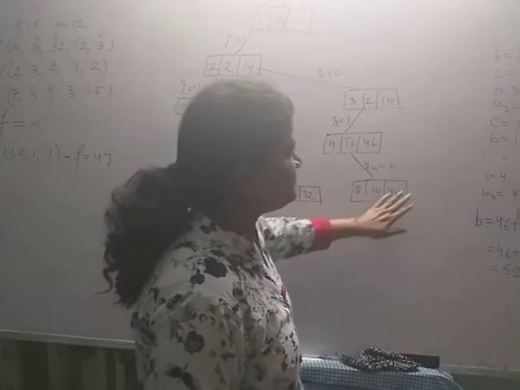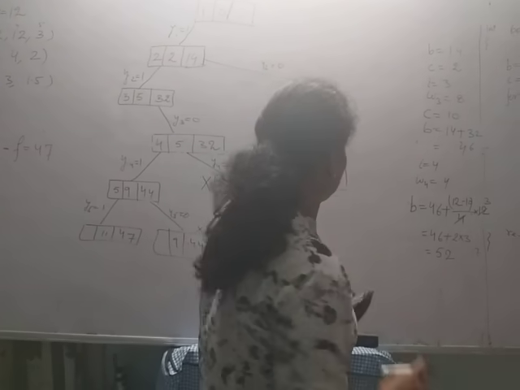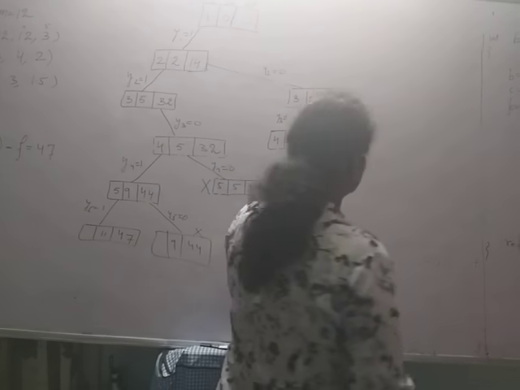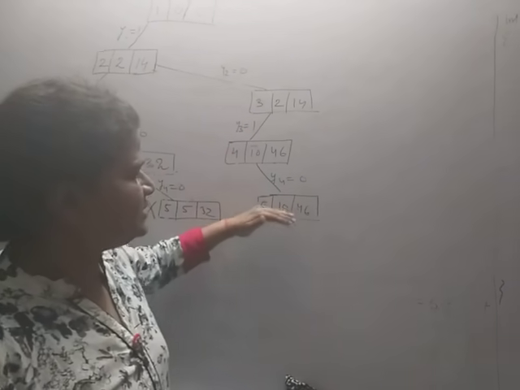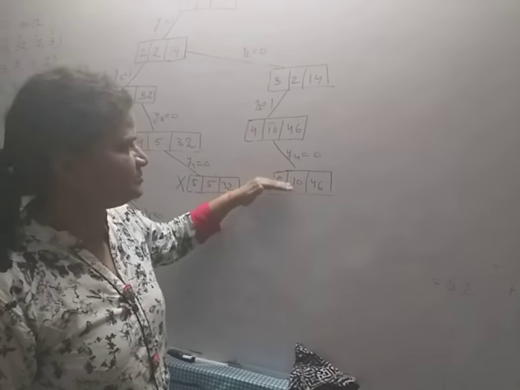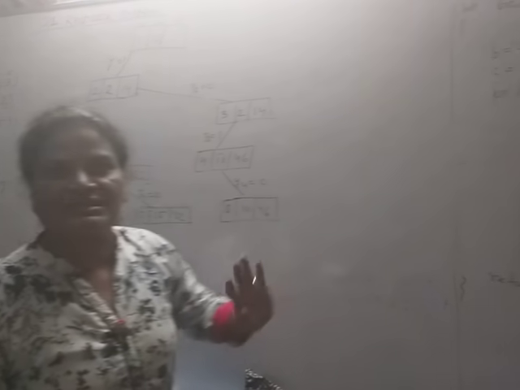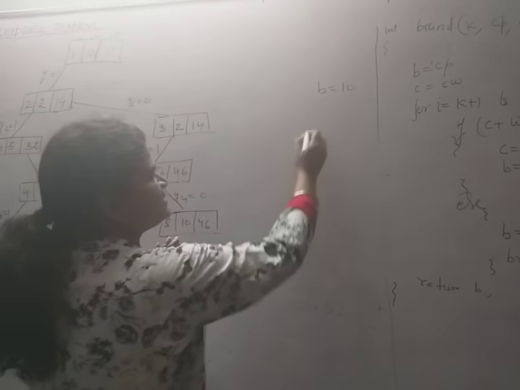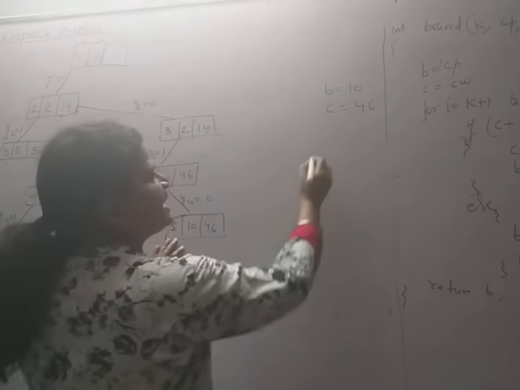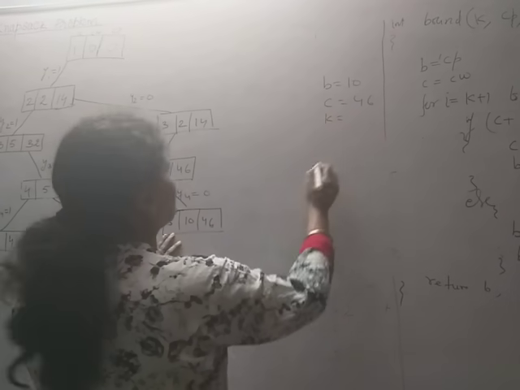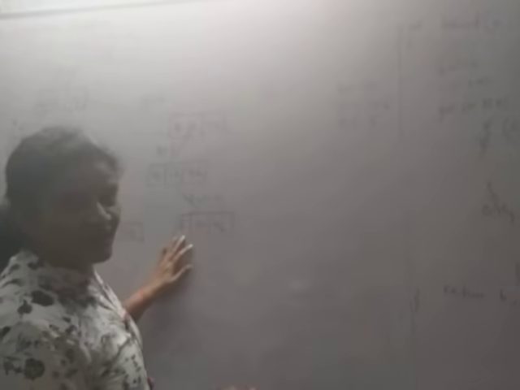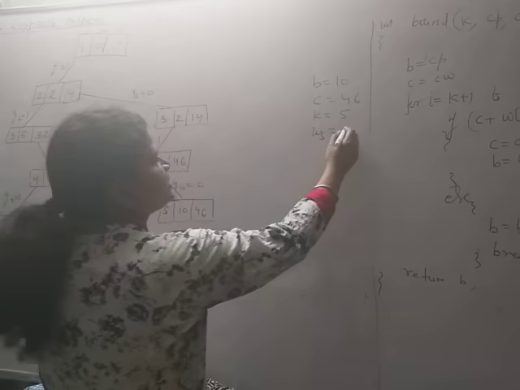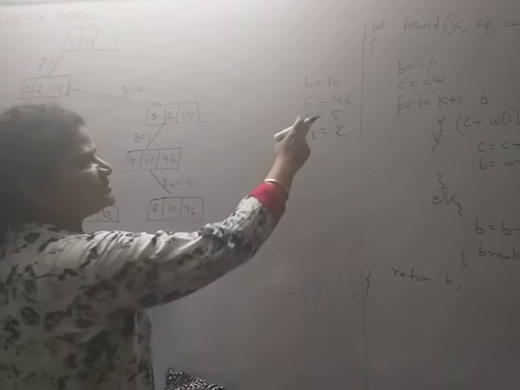At this point again we apply this bounding function, before moving down again, because we are considering y4 equal to 0. So again we move to this branch or not. Just this is decided by this bounding function. Okay. So now again check it. B equal to what? 10. C equal to 46. And K equal to what? 5. Okay. So 5 to 5 loop will run. C plus Wi. Here W5 is 2. So C plus 2, what?